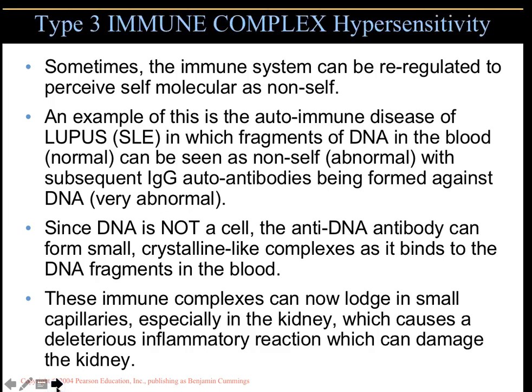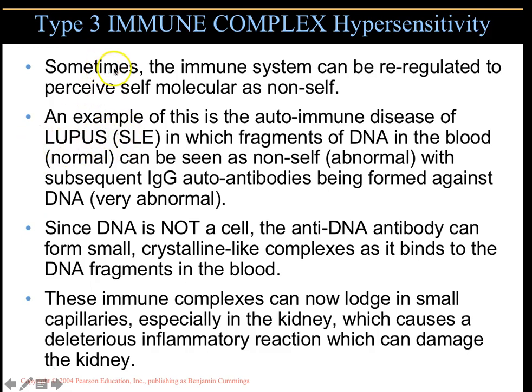All right, type 3, immune complex hypersensitivity. Many autoimmune diseases are type 3. Not all, but many. And if you have an autoimmune disease, again, inappropriate, your immune system should never see any part of you as non-self. It should always and forever remember you as self and pathogens as non-self. And I am going to use as an example lupus.